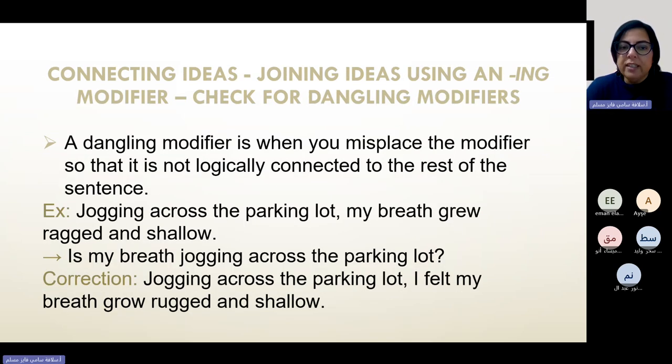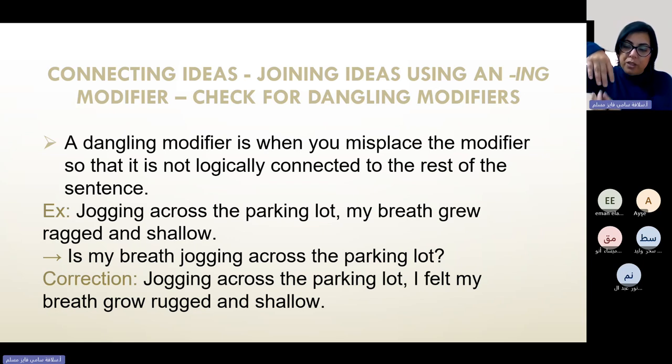Okay, connecting ideas, joining using an ing modifier. Okay, we said that we can use the ing either at the beginning or in the dependent clause. Okay, but you have to take care that you don't have dangling modifiers.